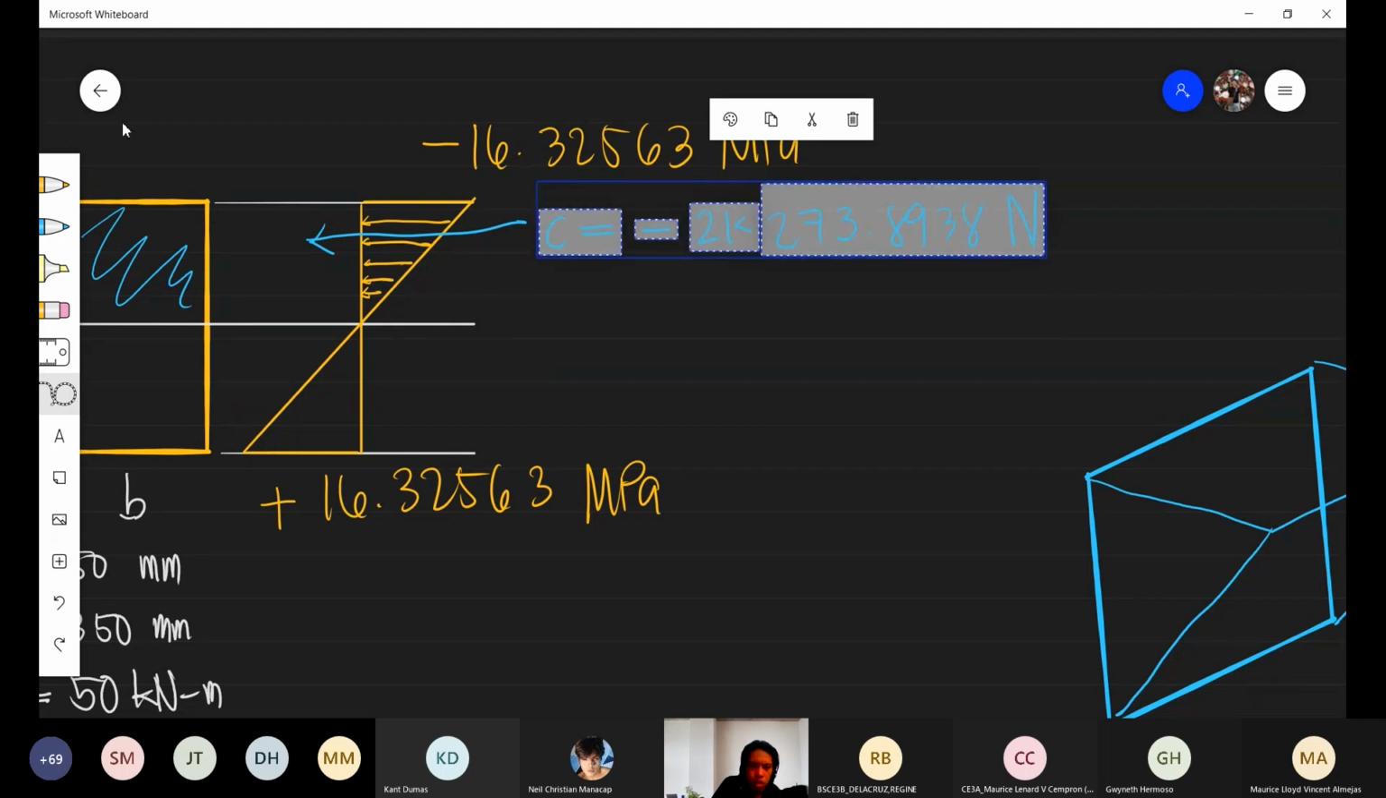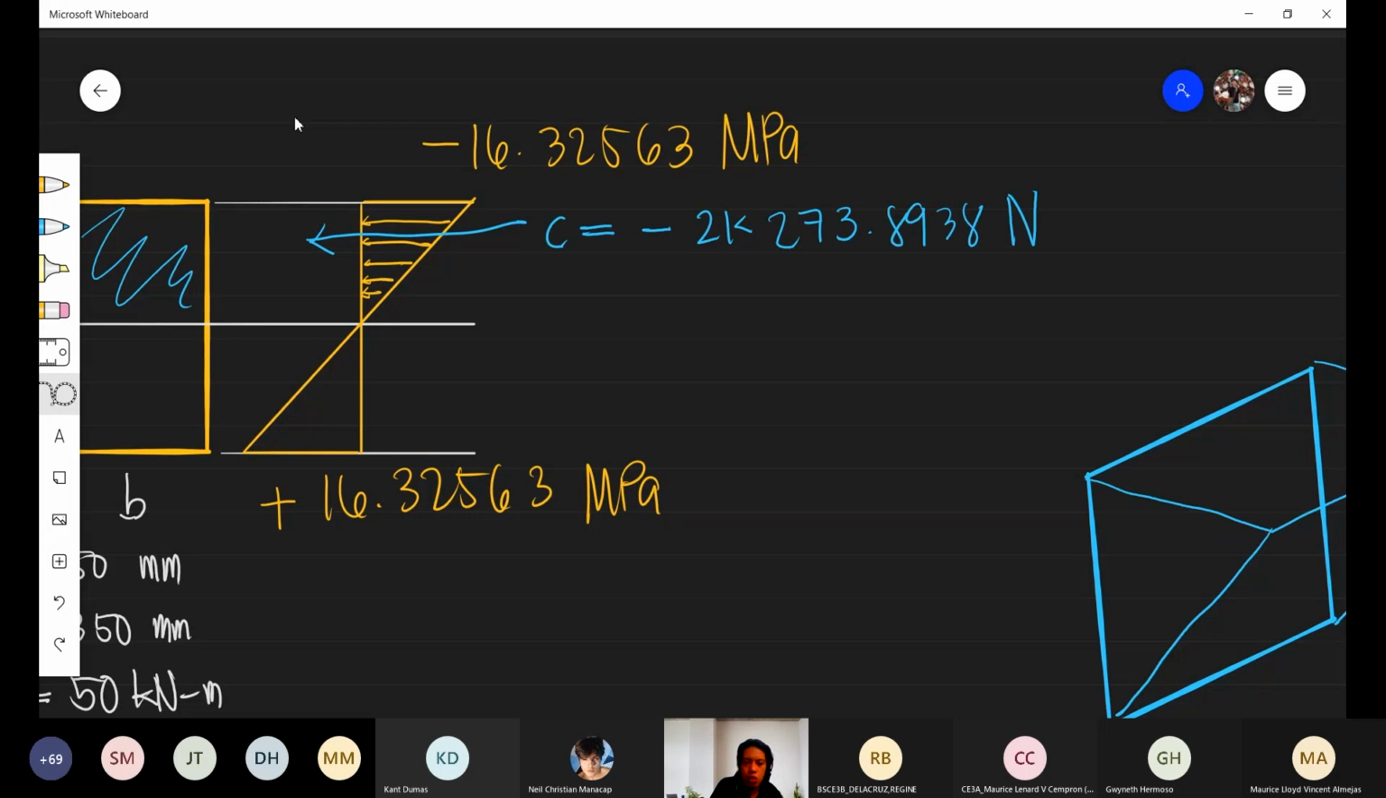Calculate the value of C. Kaya C is equal to 214,273.8938 Newton. Okay, so basically they are the same naman, di ba? 16.32563 megapascal, 16.32563 gihap megapascal.